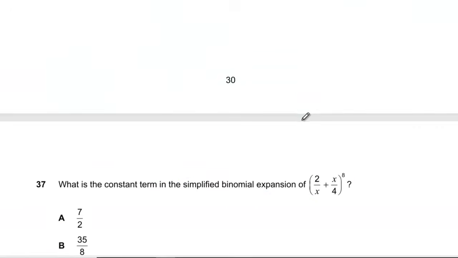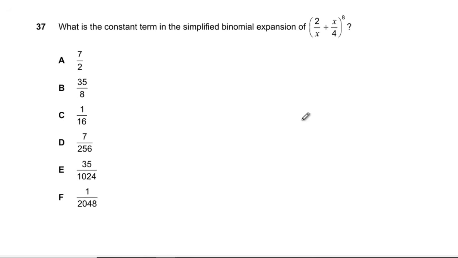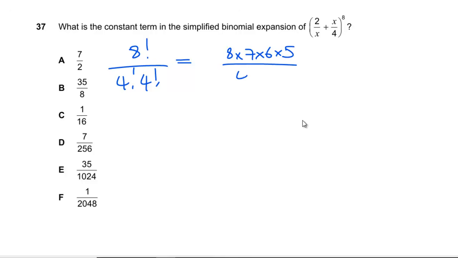Okie dokie. Right, what is the constant term in the simplified binomial expansion of this? Right, so what is the middle one on all of this? So we want to do our 8 choose 4, so it's going to be 8 factorial over 4 factorial 4 factorial. So that's going to be 8 times 7 times 6 times 5 over 4 times 3 times 2.